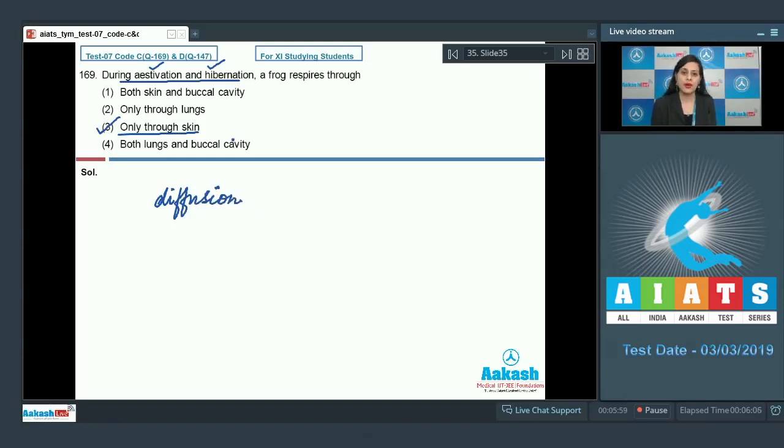Let's discuss rest of the options. The very first option given is both skin and buccal cavity, and this is an incorrect option because only cutaneous respiration is seen during estivation and hibernation. Only through lungs is also an incorrect option. Even on land, a frog does not respire only through lungs because they don't have very well developed lungs. The last option is both lungs and buccal cavity, and this is also an incorrect option. So the correct answer to this question is option number 3. Let's discuss our next question.